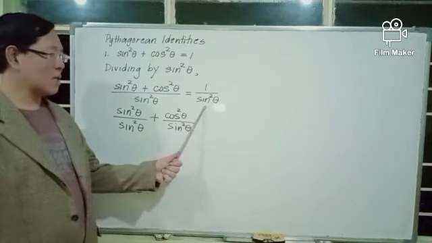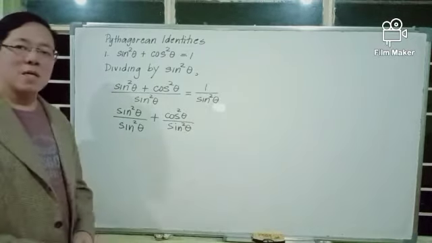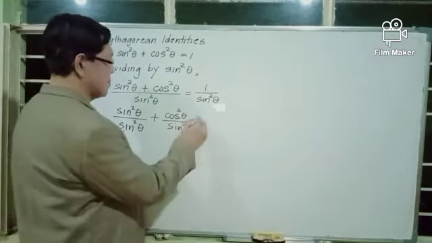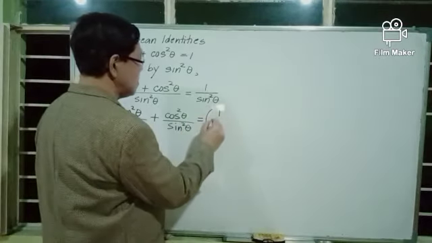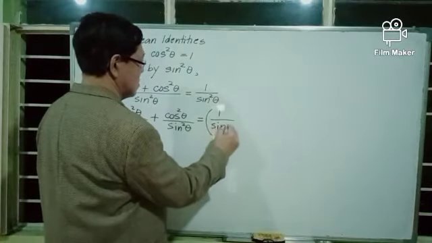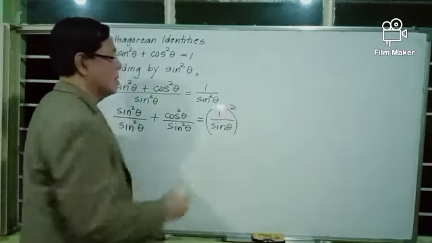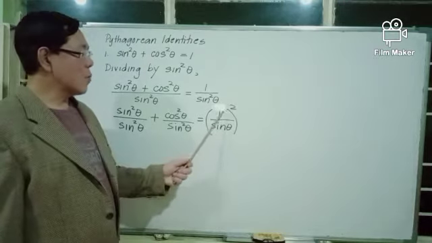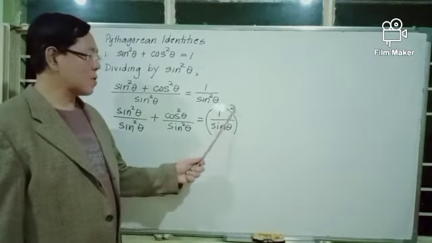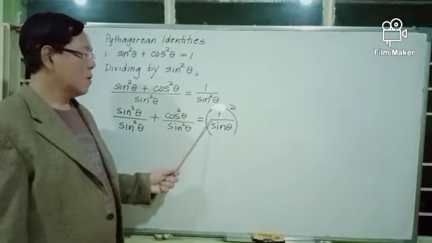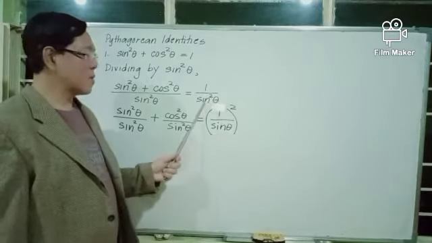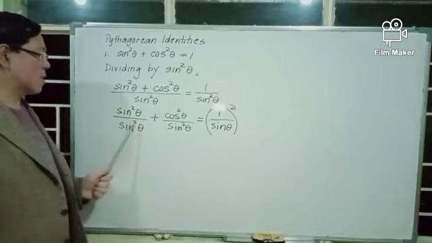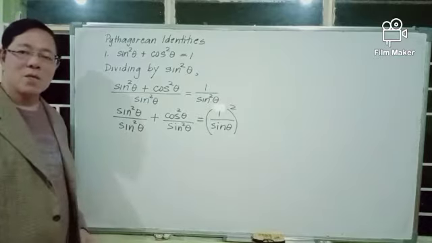And at the right hand side, we write 1 over sine squared theta as the square of 1 over sine theta. This is by property of exponent. The square of 1 over sine theta is equal to the square of 1, which is 1, over the square of sine theta, which is sine squared theta. And now you can cancel out sine squared theta over sine squared theta is equal to 1.